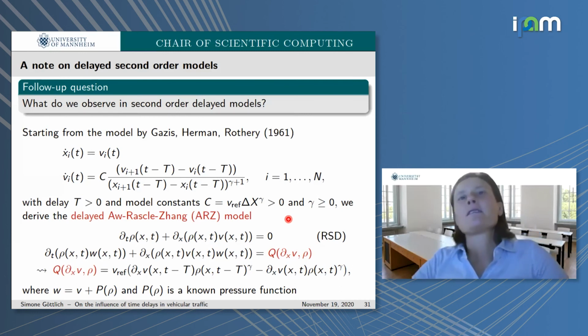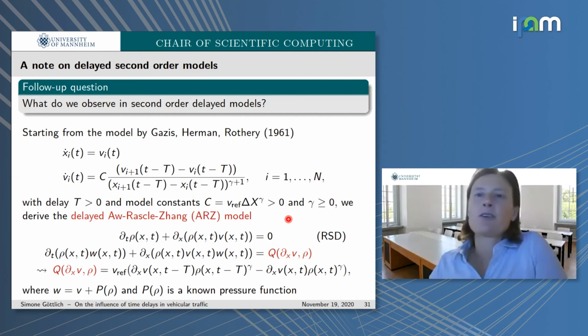And using this type of equations, though, we can now do several approaches to derive second order delayed models. I'm going to present only one approach; there are other ones. The approach that is directly related to the ideas I presented for the first order model is that we can redo the calculations in the sense of scaling and using Lagrangian variables to describe the delayed system. And then we end up with this type of Aw-Rascle-Zhang equations.